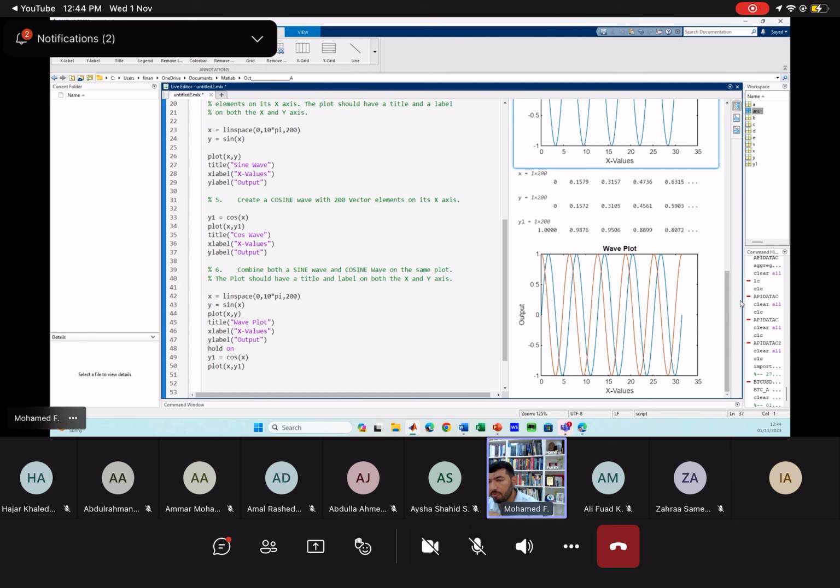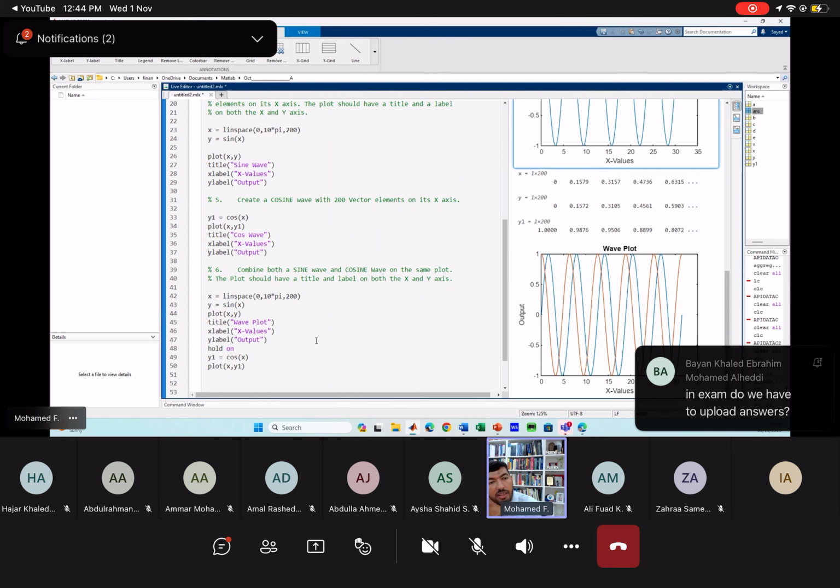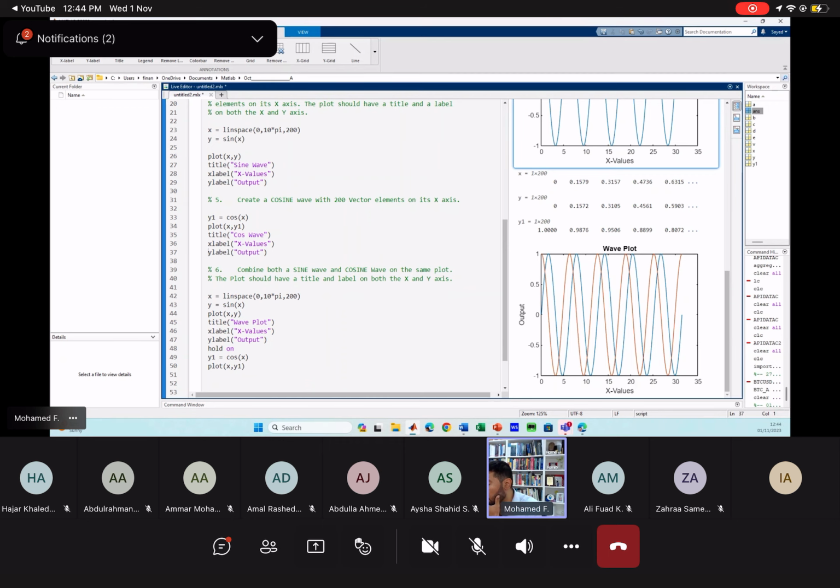I will give you 5 minutes to start writing this equation, this Octave code. And don't forget to write it in the editor. Don't forget to write it in the editor, okay?